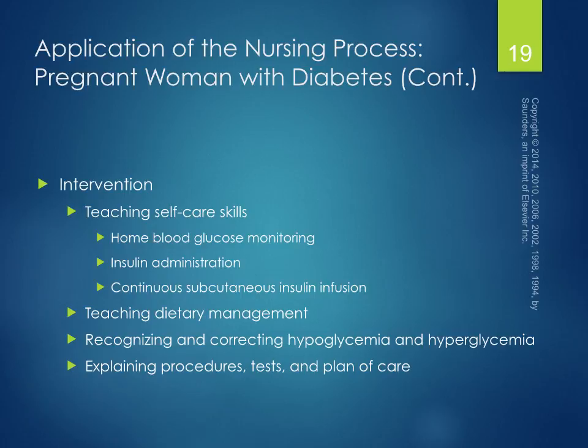Especially knowing that in pregnancy, our nutrition should really change to increase our protein a little bit and increase our dairy items as well. So we want to make sure we're meeting those standards, as well as finding a diabetic diet that's appropriate for the needs of our patient. Recognizing and correcting hypoglycemia and hyperglycemia, teaching patients what the differences between those two are, as well as ways that we can alleviate those symptoms if they're experiencing them, and explaining procedures, tests, as well as their plan of care.